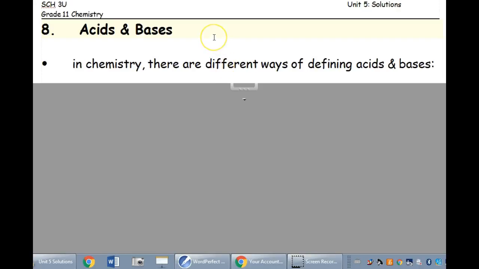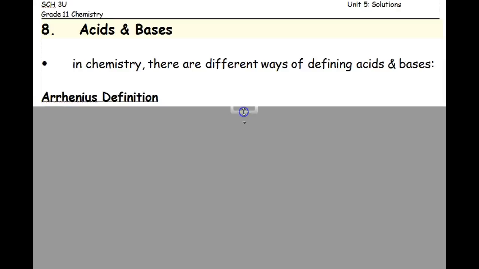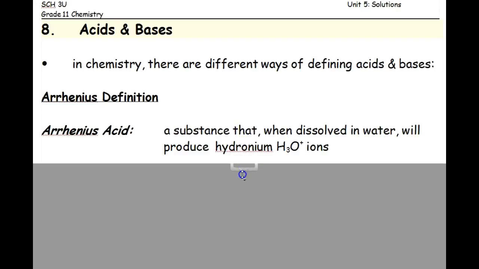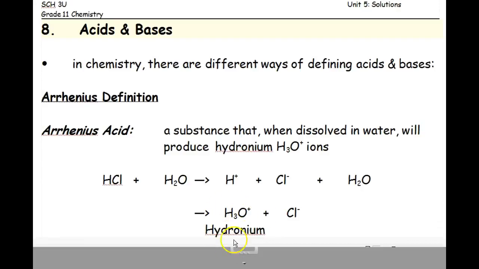Most of what we've just talked about is superficial stuff, right? But this is the grade 11 chemistry course, so of course we're going to get into a little bit more detail than that. In chemistry, there are different ways of defining acids and bases, and the way you probably remember from grade 9 or grade 10 is what's called the Arrhenius definition. The Arrhenius definition basically describes an acid as something that produces hydronium ions in solution.